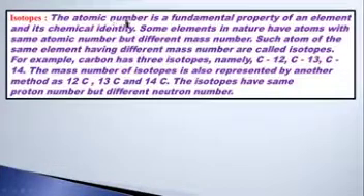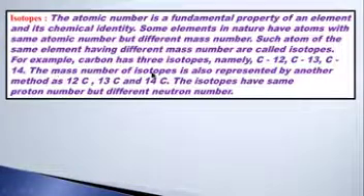Isotopes. The atomic number is a fundamental property of an element, and it is its chemical identity. Some elements in nature have atoms with same atomic number but different mass number. Such atoms of the same element having different mass numbers are called isotopes. For example, carbon has 3 isotopes, namely C12, C13, C14.